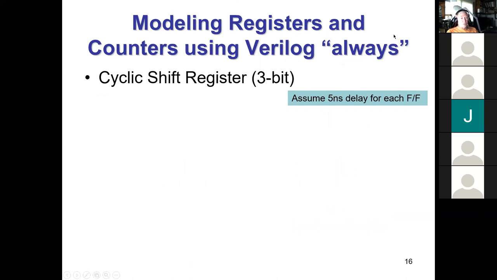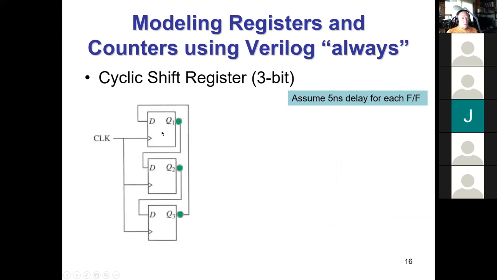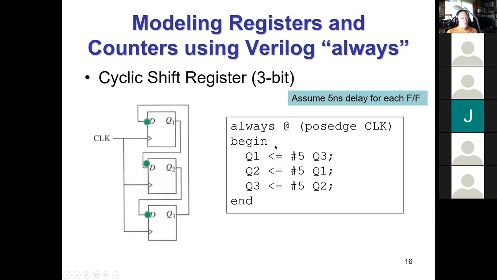so modeling registers and counters in Verilog using an always block. All right, so here we have a shift register. We have say some value set in these 3 flip-flops, and then we want to shift this value up here, that value there, and this value down there. And with a 5 nanosecond delay for each flip-flop. So how do you do that? You use an always block with an edge clock, and then you use non-blocking statements with this 5 nanosecond transport delay. The old value of Q3 will be assigned to Q1. The old value of Q1 will be assigned to Q2. The old value of Q2 will be assigned to Q3. The order of these statements does not matter, and they all execute at the same time on the positive edge of the clock.